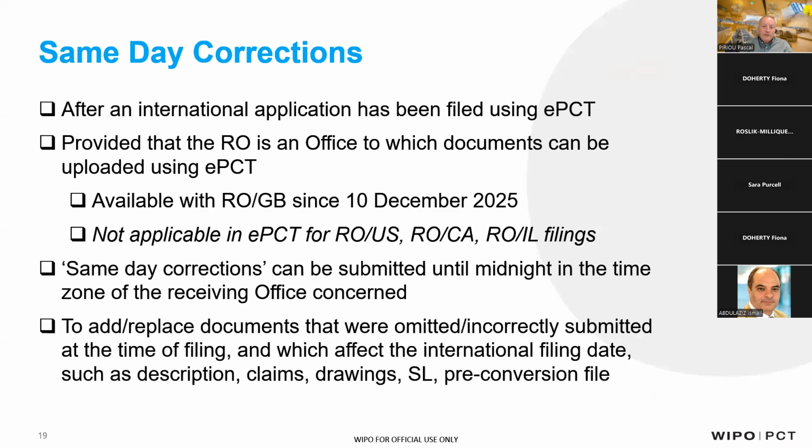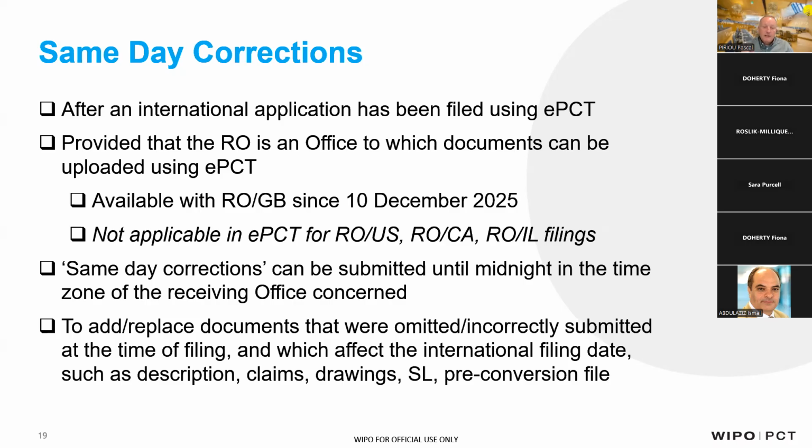So now we come back to the same-day corrections. Once an international application has been filed using ePCT and you realize that a wrong document has been filed, then if you submit the correct document before midnight in the RO time zone, you can keep the same international filing date.